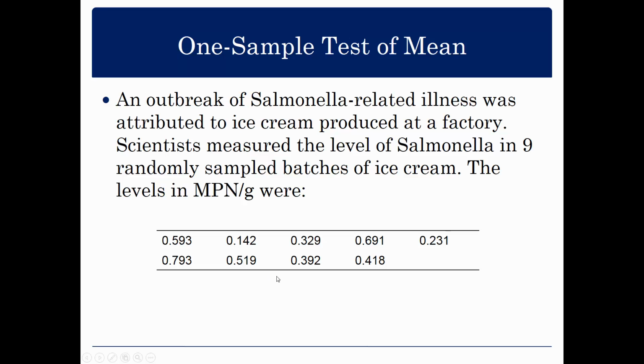This example revolves around an outbreak of salmonella-related illness attributed to an ice cream factory. The question was whether or not the factory was the source. So scientists measured the level of salmonella in 9 randomly sampled batches of ice cream produced at this factory and then recorded the levels. I think there's a threshold at which it's deemed unsafe. And so here you can see the different measurements.